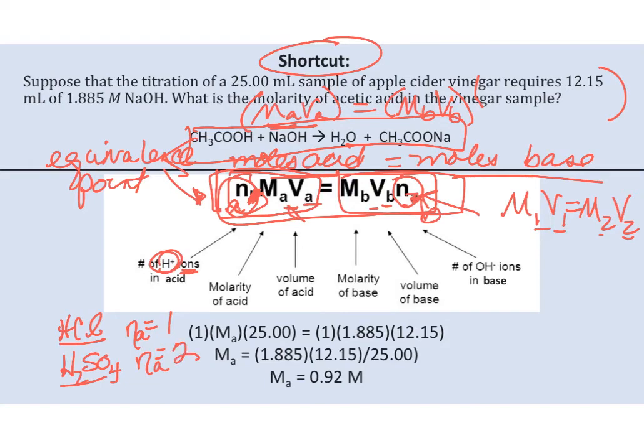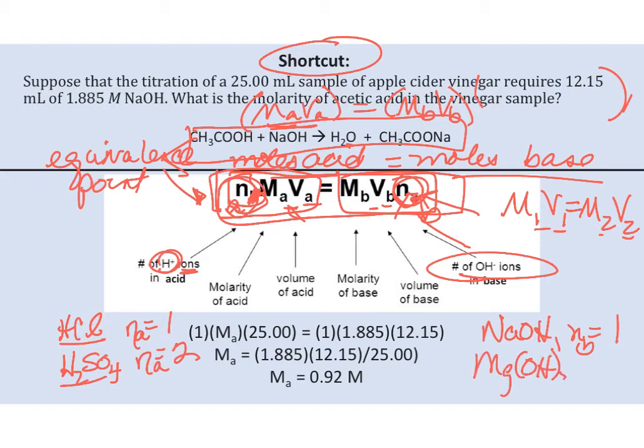All right, so basically these n values represent the mole ratio that you would use if you were doing the original way, the long stoichiometry way. And so Nb is a similar thing, okay? It's the number of hydroxides in one molecule of the base. So again, if you had sodium hydroxide, Nb would equal 1. If you had magnesium hydroxide, Nb would equal 2. Okay.